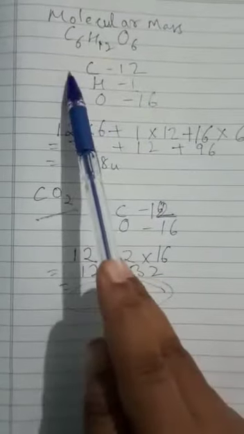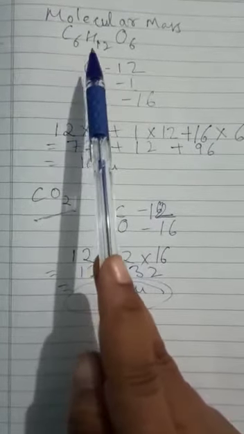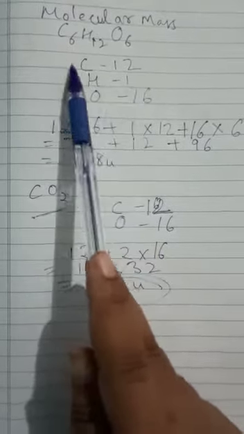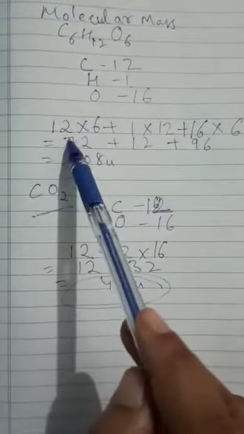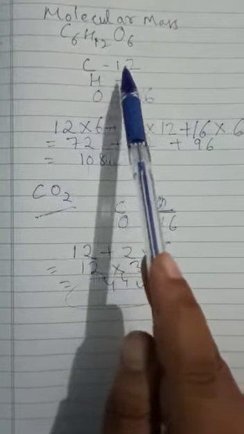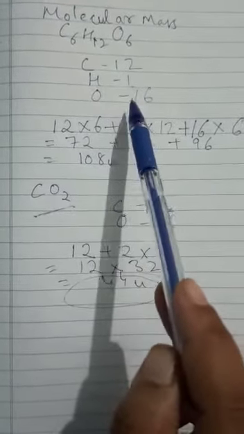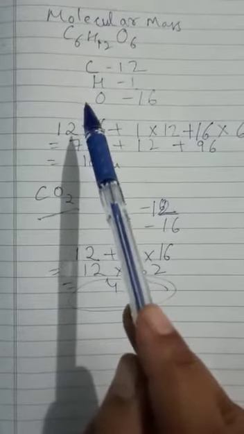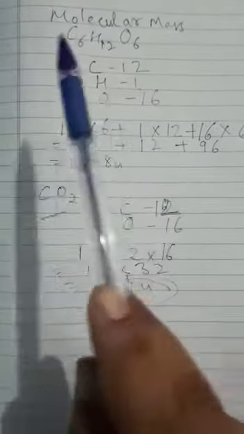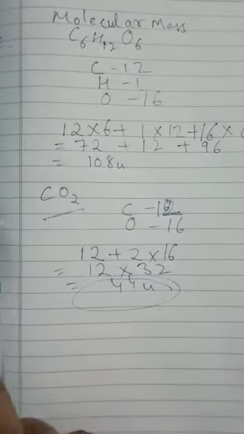First of all, we see which atoms are present in the molecule and write them down. After that, we write the atomic masses of all the elements, and then we add the mass of all the atoms present in that molecule. This is how we get the molecular mass for a molecule.